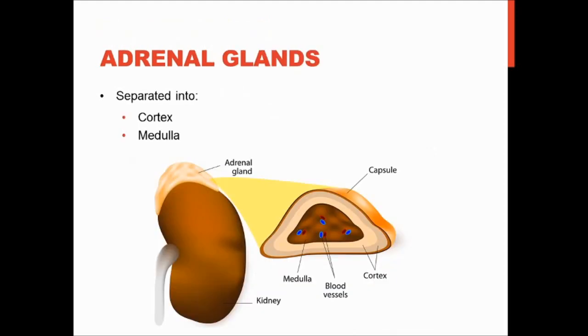The adrenal glands are what I like to call the party hats of the kidneys. They sit right on top of the kidneys in your abdomen, and they're separated into their outer cortex and their inner medulla. That's really important because the outer cortex has a normal glandular appearance, but the inner medulla actually has more of a nervous tissue appearance, and that's why it secretes some of the hormones that we normally consider to be neurotransmitters.